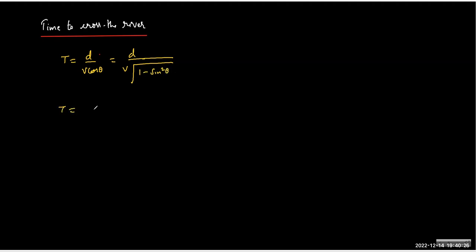your answer will change. Why? The V will not cancel this time, because this is V by U itself. Isn't it? So what is your answer?